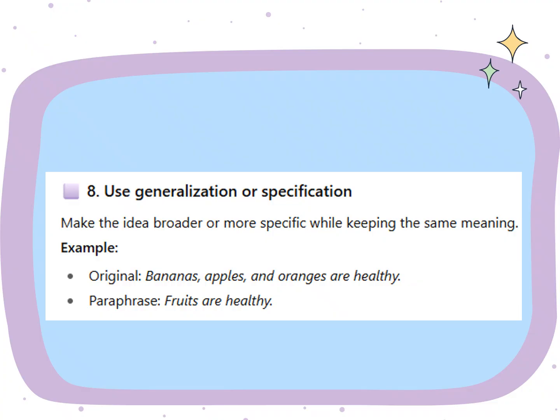Another way to paraphrase is to use generalization or specification. Make the idea broader or more specific while keeping the same meaning. For example, bananas, apples, and oranges are healthy. You can paraphrase this sentence as fruits are healthy. So here we make the idea broader, right? We generalize all the fruits and use the fruits to replace bananas, apples, and oranges.